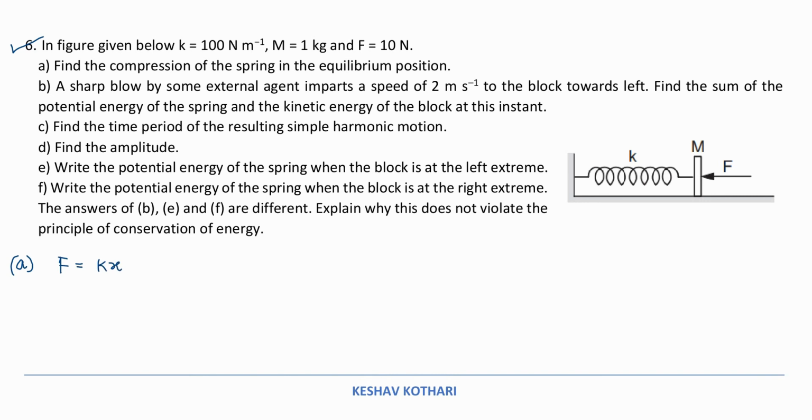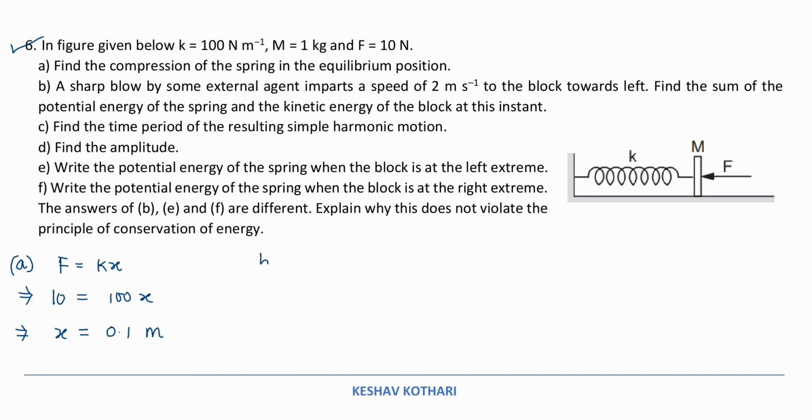So if we use this formulation, then I say that the applied force over here is 10 Newton, which is equal to 100, which is the spring constant, into x. So from here we obtain x is coming out to be 0.1 meter. So this is the answer to the first part that we have.